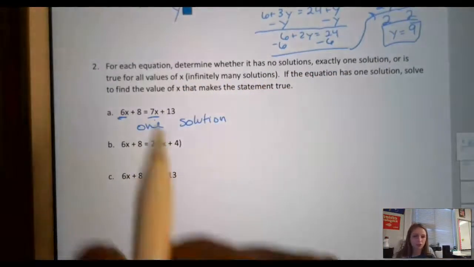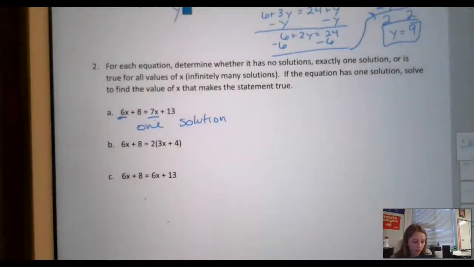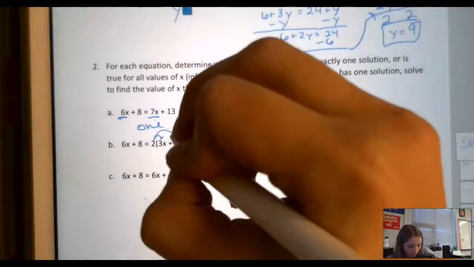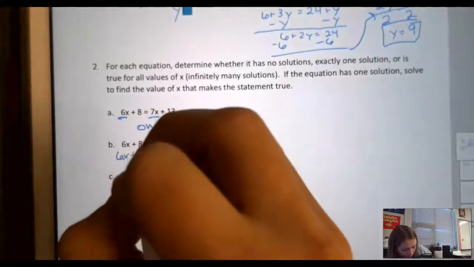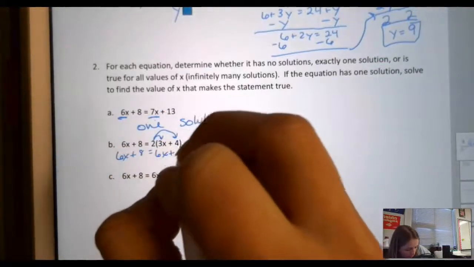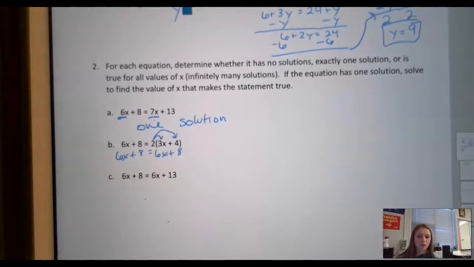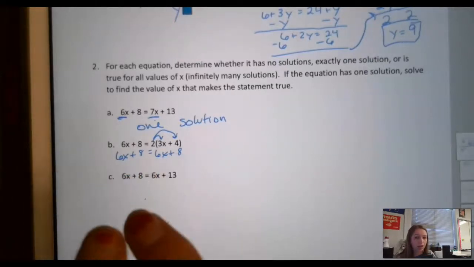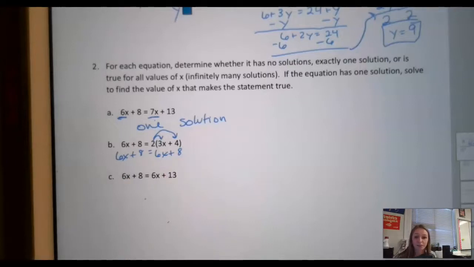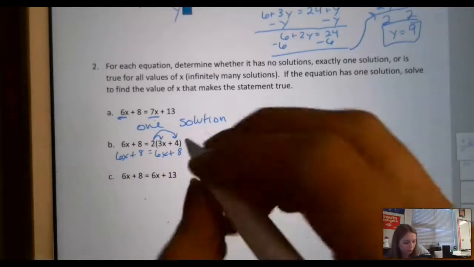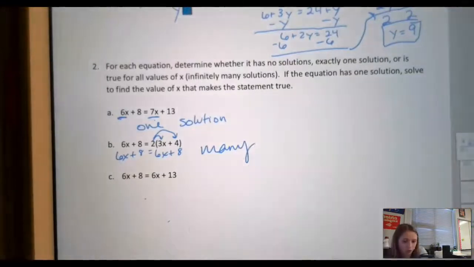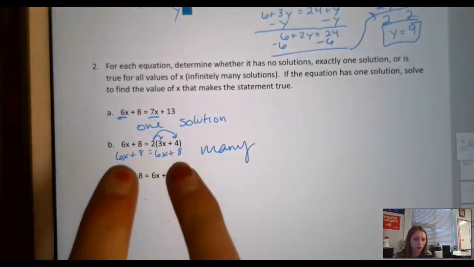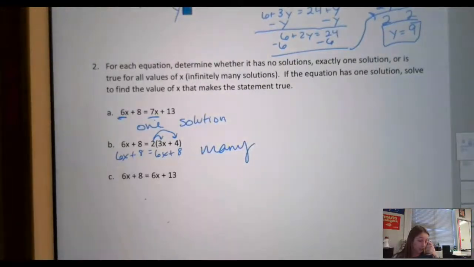Alright, now on this one, let's simplify first, and then we can figure out what we have to work with. So we get 6x plus 8 equals 6x plus 8. When we distribute that 2, we end up with 6x plus 8. Now, don't these look exactly the same? Yeah. So that means this would be many solutions. Okay, our coefficients are the same, and same with our constants, therefore, many solutions.